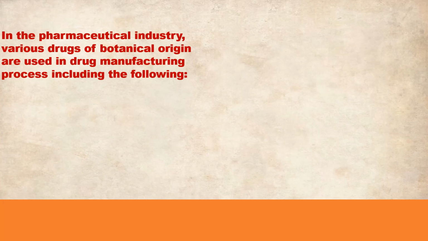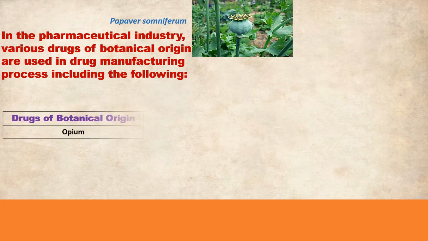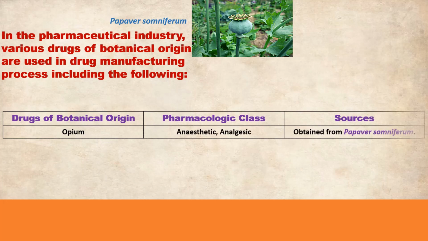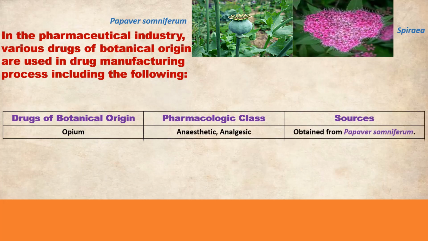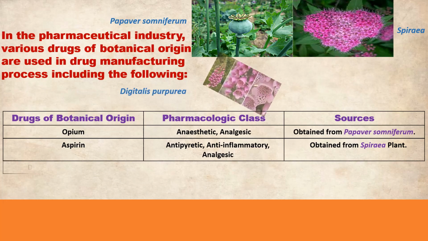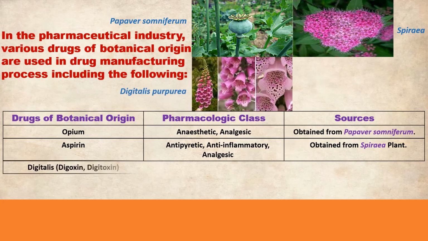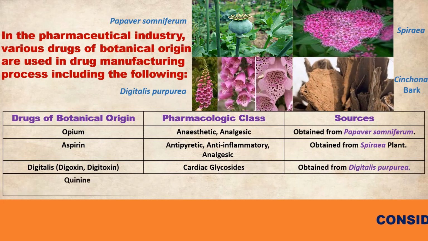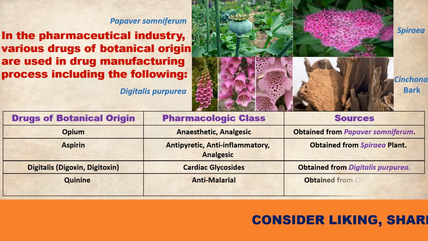In the pharmaceutical industry, various drugs of botanical origin are used in drug manufacturing process, including the following. Opium is an anesthetic and an analgesic obtained from Papaver somniferum. Aspirin is an antipyretic, an anti-inflammatory and an analgesic obtained from Spirea plant. Digitalis, which includes the drugs digoxin and digitoxin, belongs to the class of cardiac glycosides, is obtained from Digitalis purpurea. Quinine is an antimalarial compound obtained from cinchona bark.